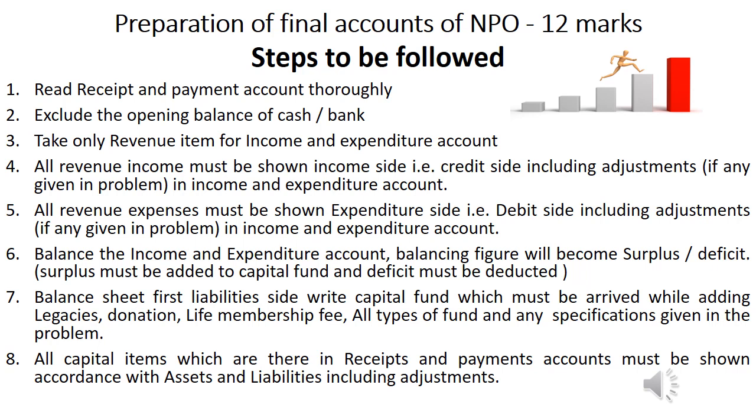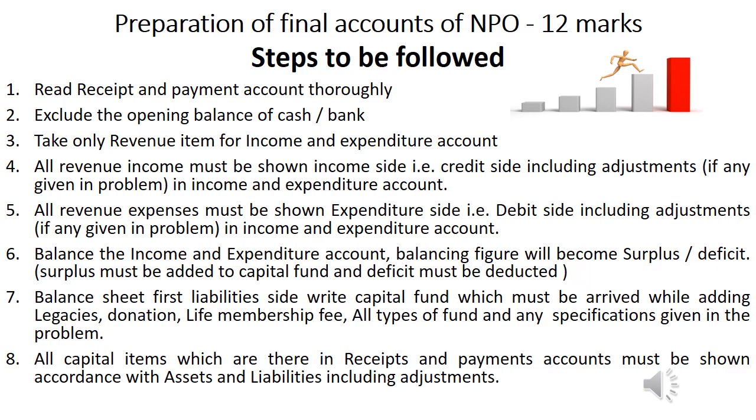Then after that we have to close the income and expenditure account. If any balancing figure is available on the debit side of the income and expenditure account, that will become our surplus. That means profit. We should not use the word profit here, so it is surplus. If the balancing figure is available on the credit side, that will become a deficit amount, which is nothing but a loss. Then if any adjustments are there, they have to be adjusted accordingly.